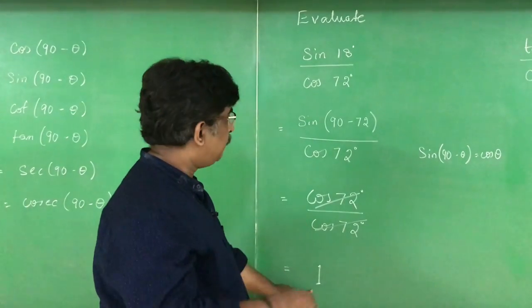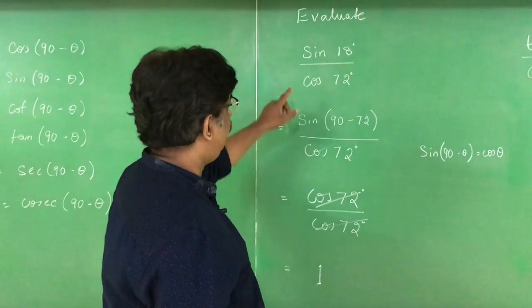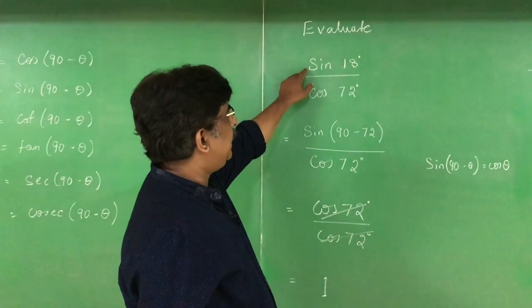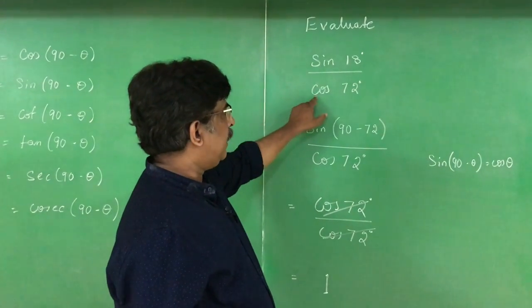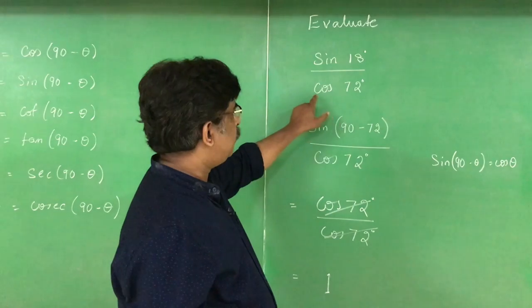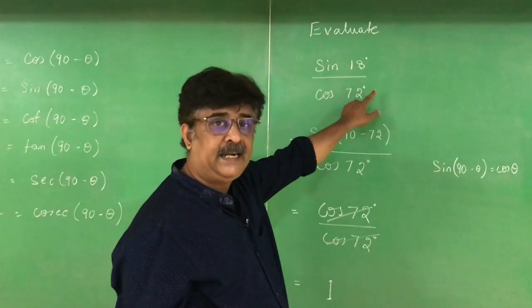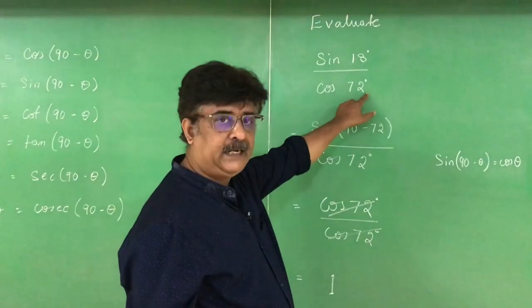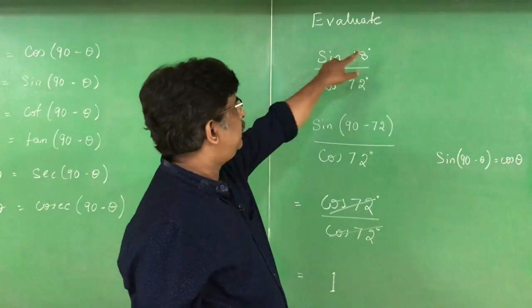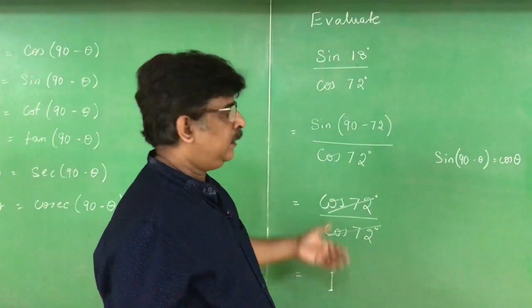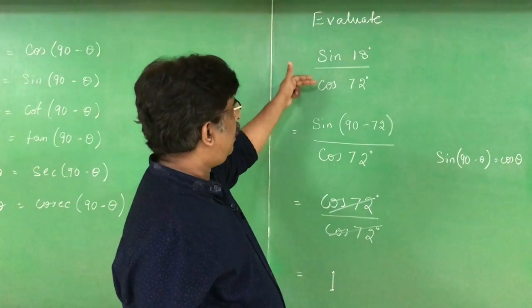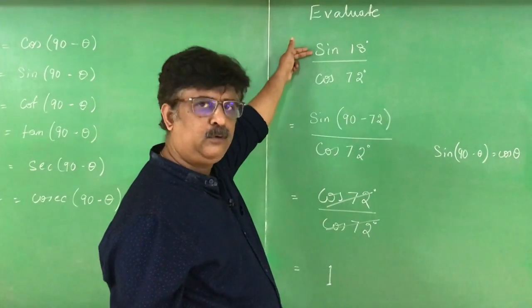You can solve this problem in another way also. Keep sin 18 as it is. Cos 72 can be written as cos of 90 minus 18, and cos of 90 minus 18 is sin 18. Sin 18 by sin 18 cancels, you get 1. Either you can change the numerator or the denominator, but usually we go for the numerator.